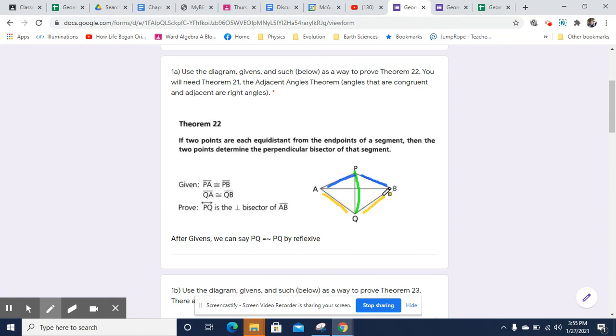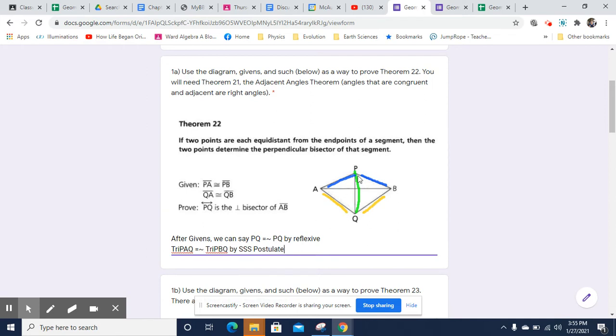And now I have side, side, side. So I can now prove that those two triangles are congruent. I can prove that PAQ is congruent to PBQ. Okay, so let's say triangle PAQ is congruent to triangle PBQ by the side, side, side postulate.